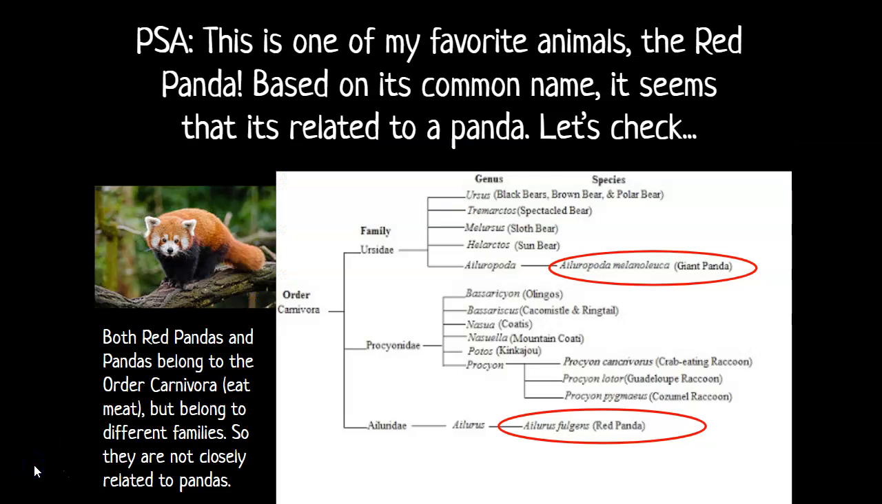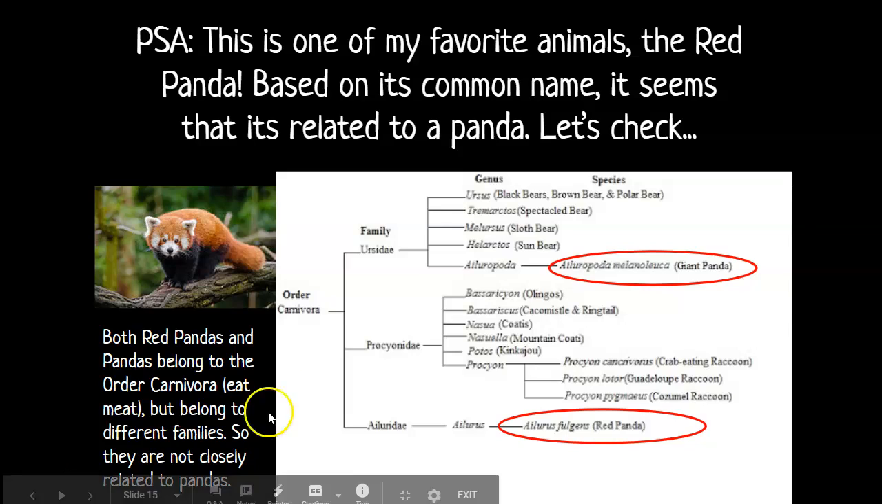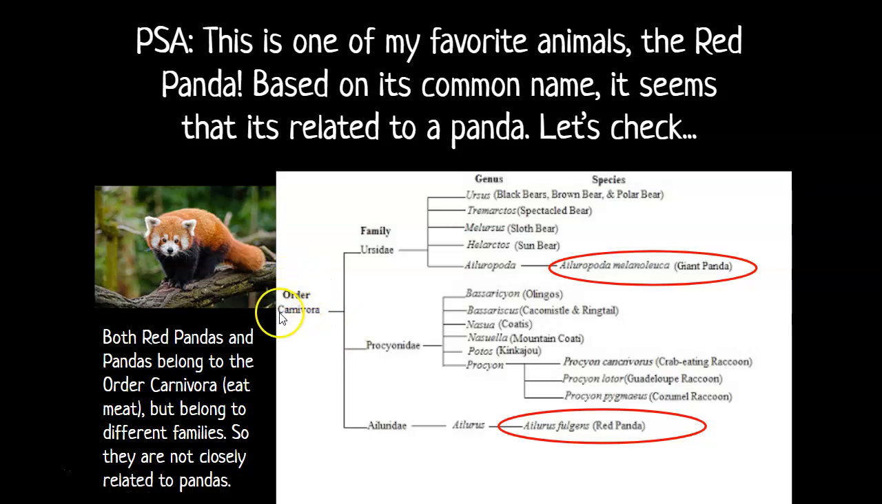Okay, so why do we care about all this classification? I wanted to show you guys a couple things. Just a PSA, this is one of my favorite animals, the red panda. If we were to look at this red panda, based on its common name, it seems like it should be related to the panda. So let's go ahead and check. We have seen this before, a cladogram based on how things are related. We can see here that they both belong to the order Carnivora, which just means that they eat meat.